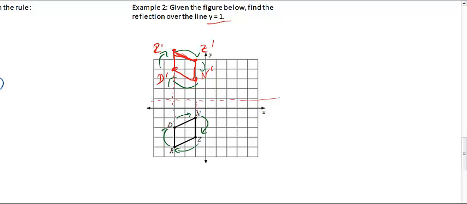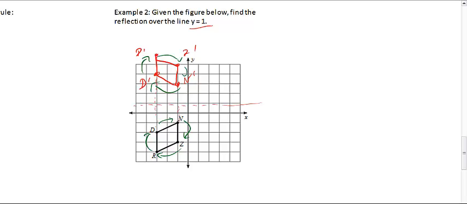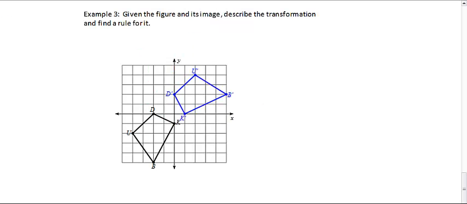I could make this a tad bit more difficult by asking you to find the rule for this reflection, but I'm going to leave that for classwork and let you guys work on that. Let's look at a third example, though. Here we have the figure and its image, and we have to describe it and find a rule.